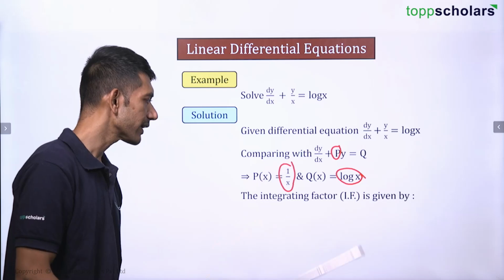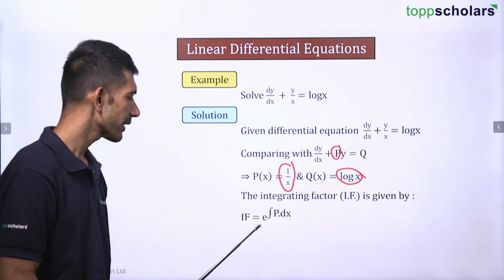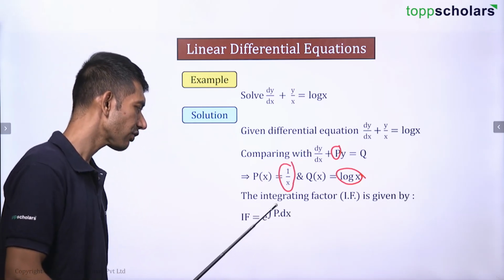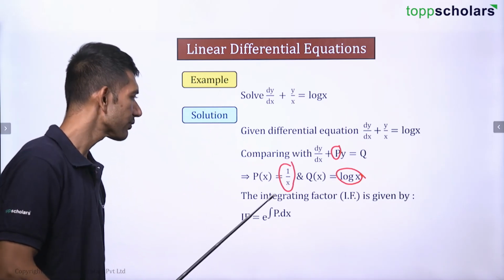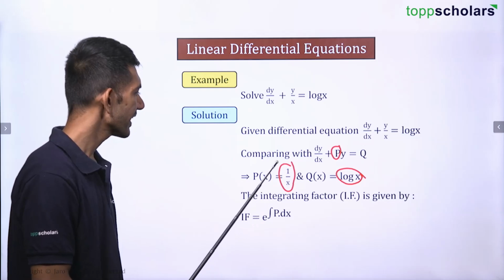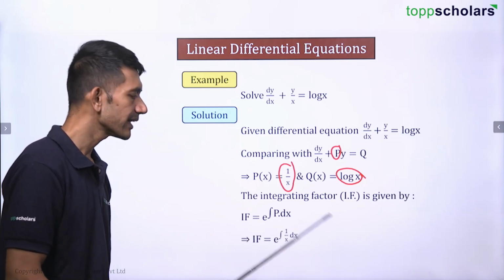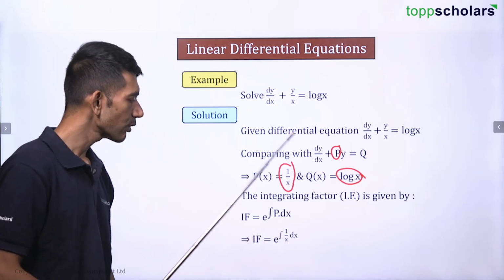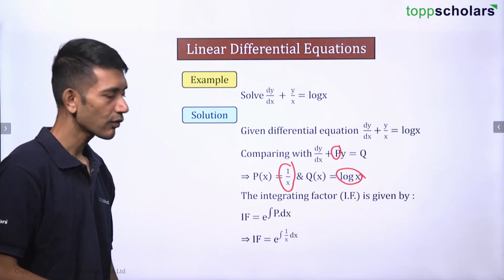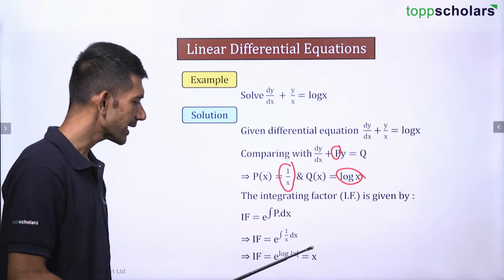So again we know how to find the integrating factor. The integrating factor is equal to e raised to the integration of P dx. What is the integration of P? Integration of 1/x is log x. So e raised to log x, right? E and log will go away, of course. You will just get x.